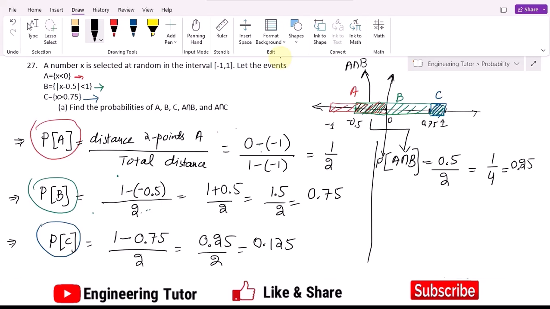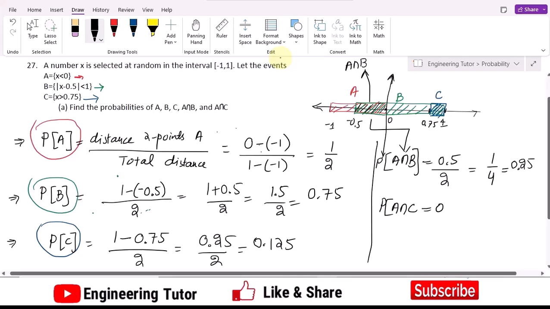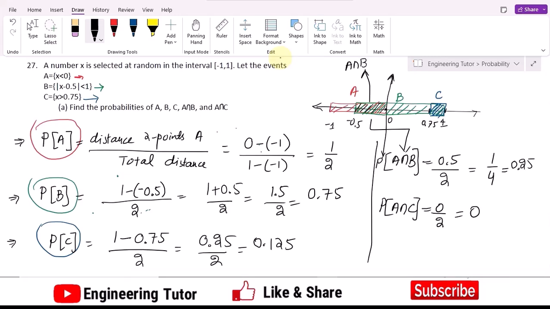Now in order to find the probability of A intersection C, what is A intersection C? This is A, this is C, so there is no intersection between them, therefore it will be 0, and the probability of it is 0. Okay, so the probability of A intersection C is 0. So that's it for today, in which we have discussed this problem, and I will see you with some more problems in our upcoming videos.